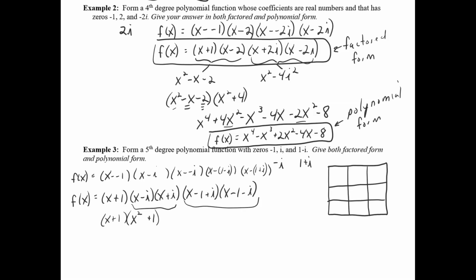But this 3 by 3 is going to give me 9 pieces, so let's just lay it out with a little table. So we have x, we have minus 1 plus i, then we have x minus 1 minus i. And we just multiply all the pieces together.